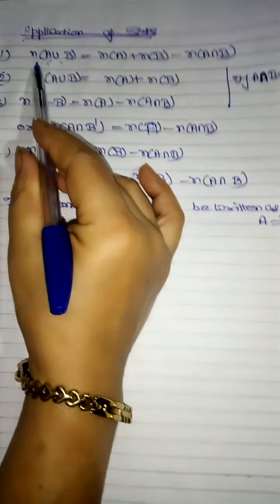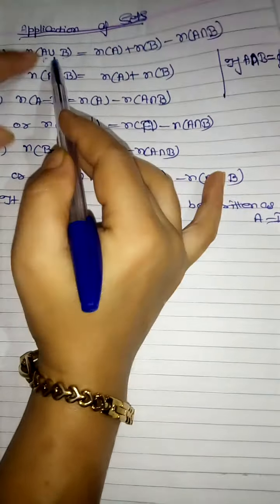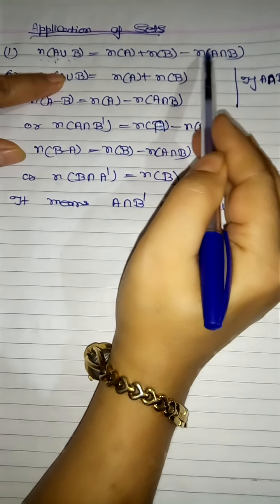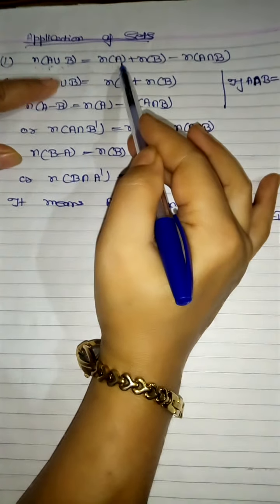It means n of A union B, the combined elements of sets A and B, is equal to the number of elements in A plus the number of elements in B minus n of A intersection B, because we are taking the common element between A and B only once. So n of A plus n of B means all the elements are counted in this. So this is the first formula we will use in exercise 1.6.